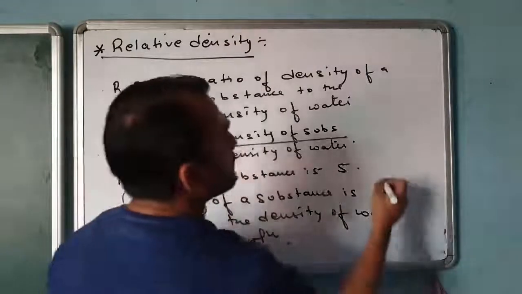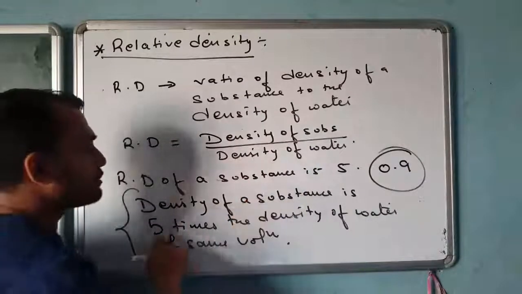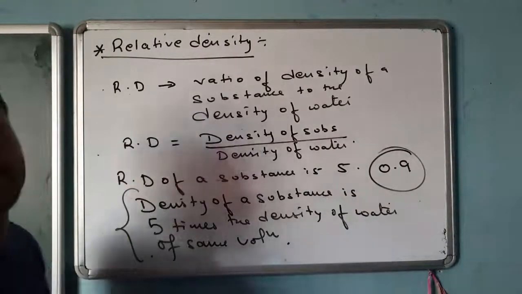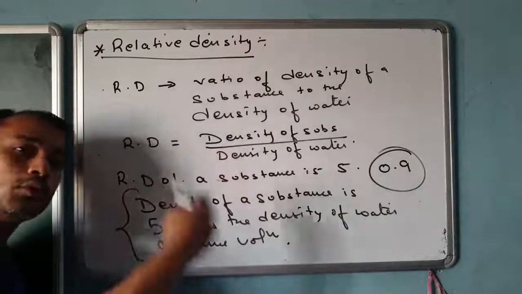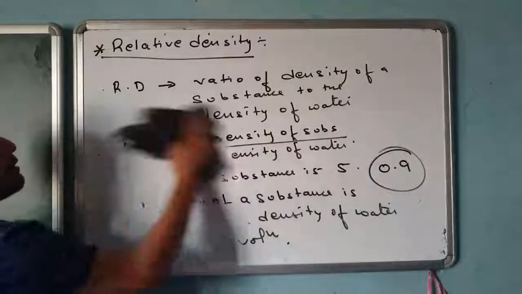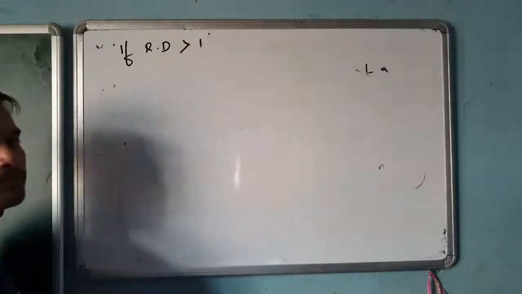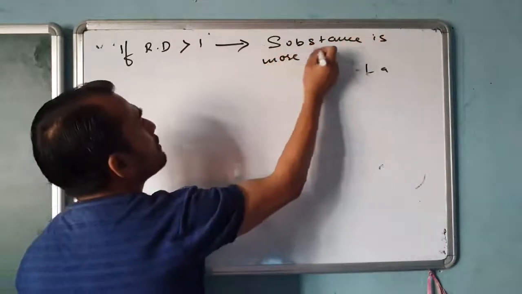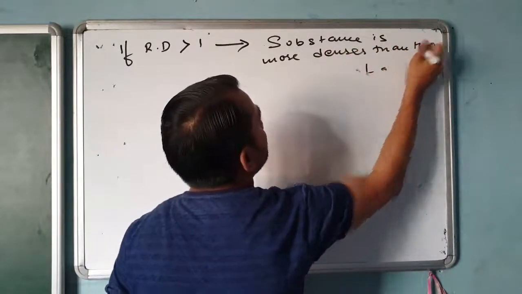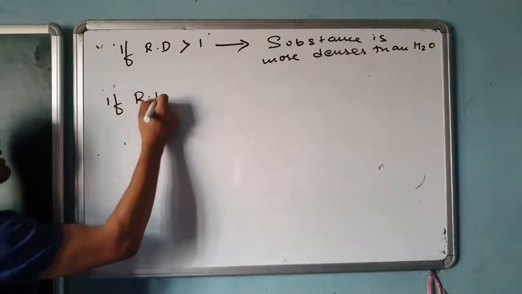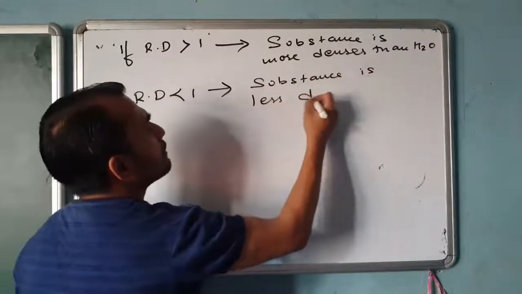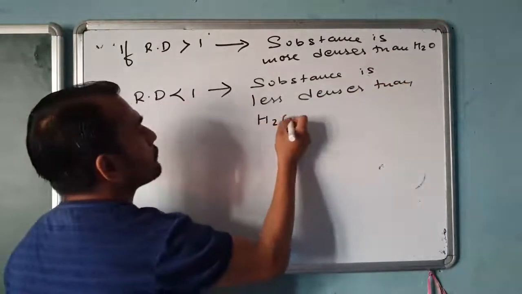If I say the relative density is 0.9, this means that the density of the substance is 0.9 times the density of water. This means the substance is less dense than water. But if the value is above 1, then we can say that the substance is more dense than water. So here, we clearly make out one rule. If relative density is greater than 1, then we can say that the substance is more dense than water. But if the relative density is less than 1, then the substance is less dense than water. Is this clear?